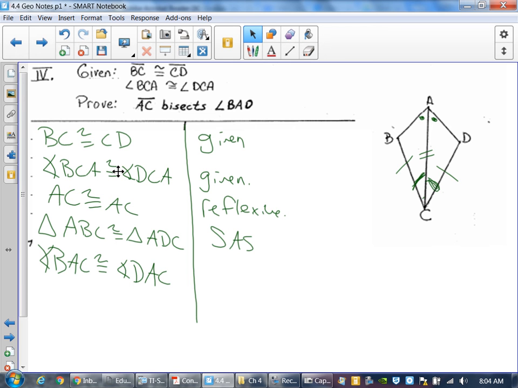And those two are congruent because of the good old-fashioned CPCTC. And now, since those two angles are congruent, I can therefore say that AC is an angle bisector because of the definition of an angle bisector. You're working backwards from the definition. That's all it is.